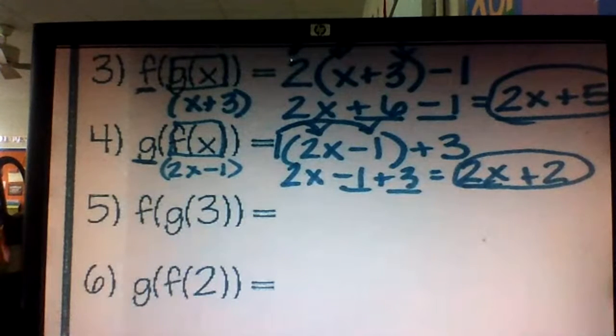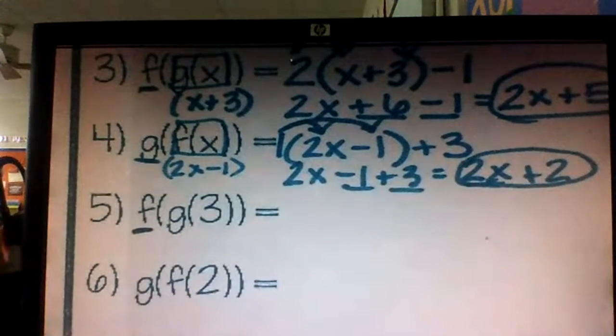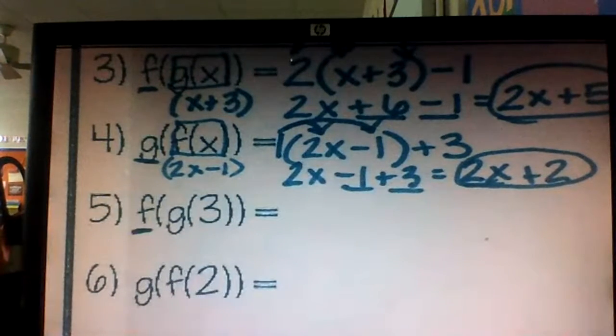Okay, 5. What is my main function that I'm plugging into? F. Okay, so my main function is going to be f. I need to insert something into the function f. Well, inside the parentheses, it says g of 3. If you look up, I think Stephanie's already got it in her head here. What am I looking at, Steph?